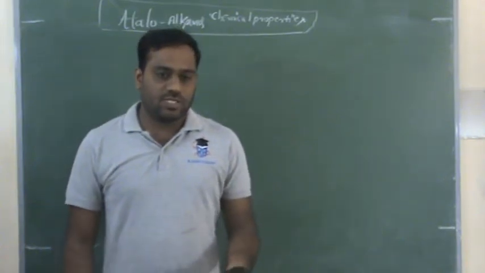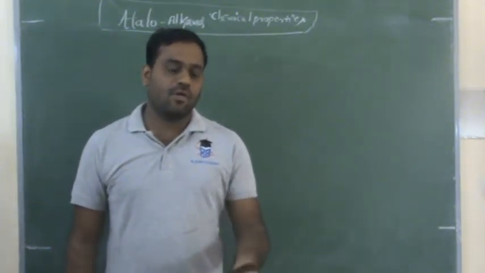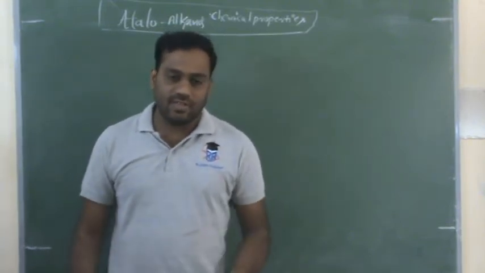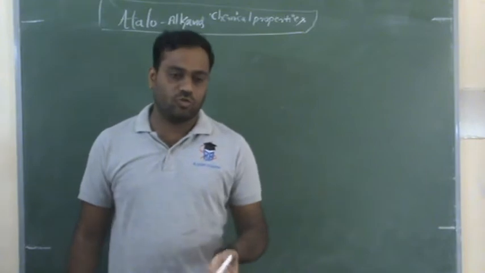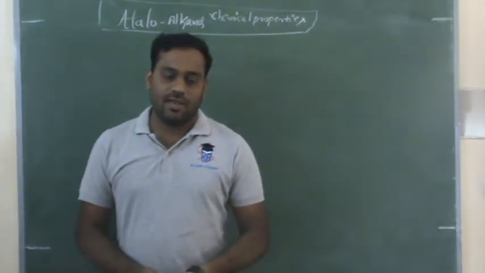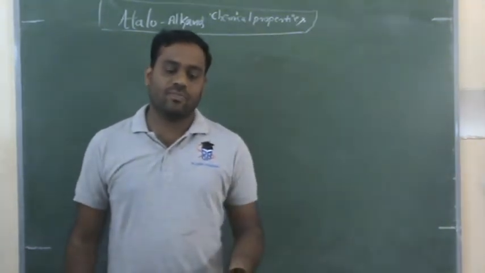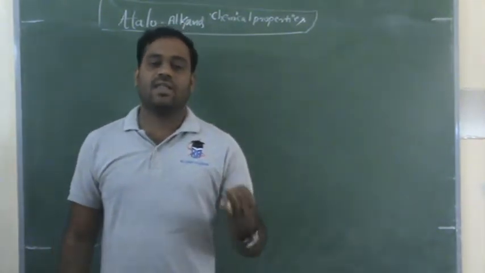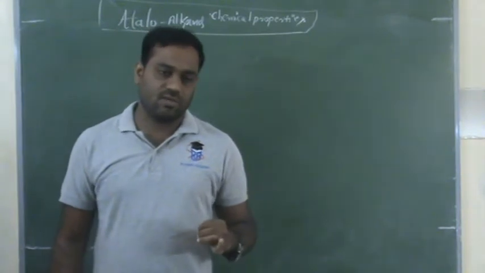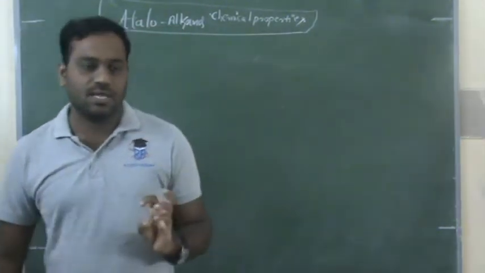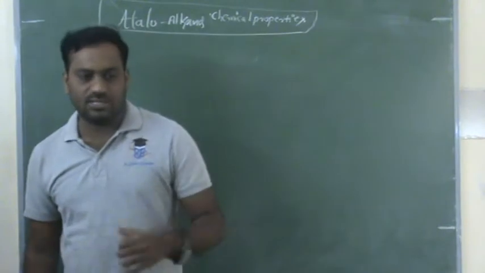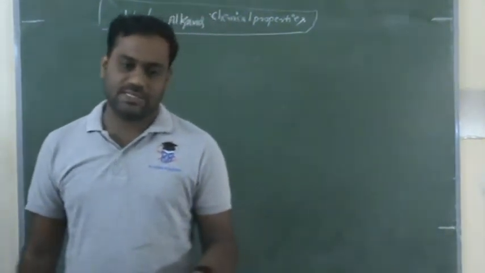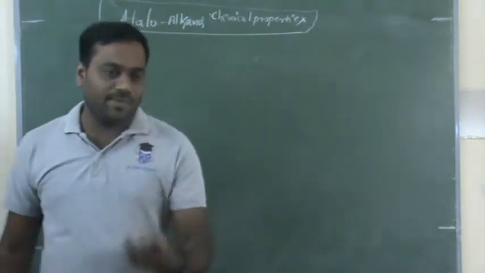So in the last class we already studied the chemical properties of haloalkanes. In that we discussed nucleophilic substitution reactions and elimination reactions, and also some named reactions, reactions with metals, and reduction reactions. Now, we already started the nucleophilic substitution reactions. In that, two types are there.